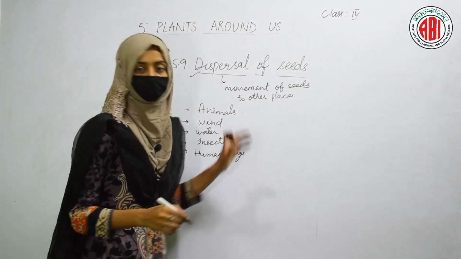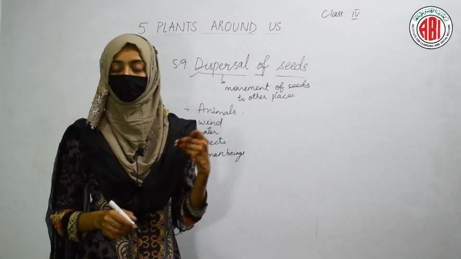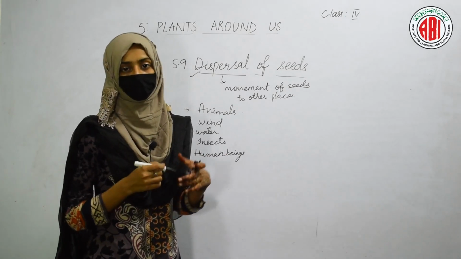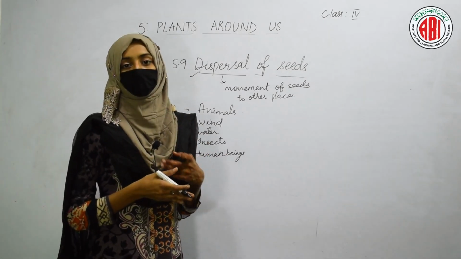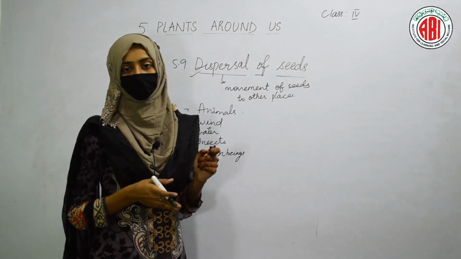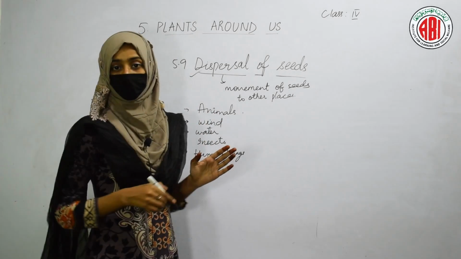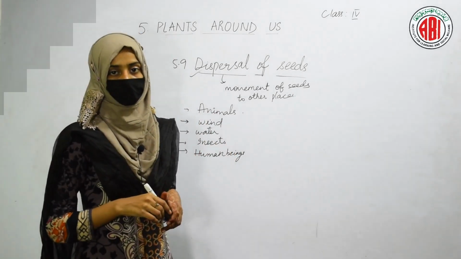They can show the movement. They can move to the other place, and in the proper or suitable environment, they start germinating and produce a new plant. So this is about the topic dispersal of seeds.